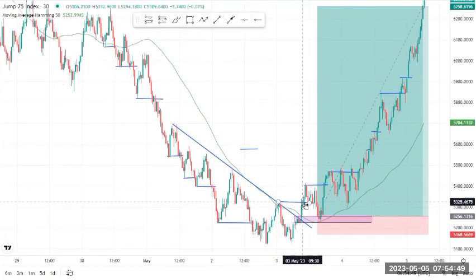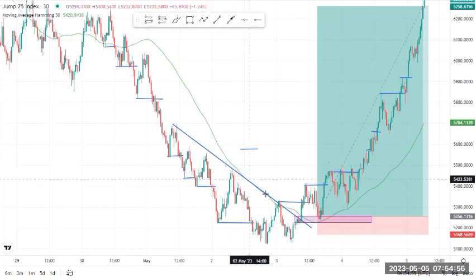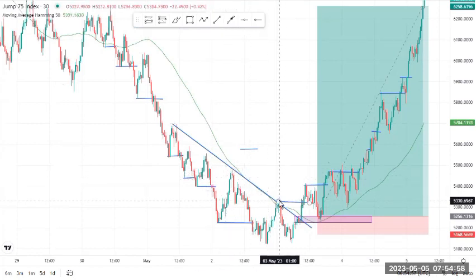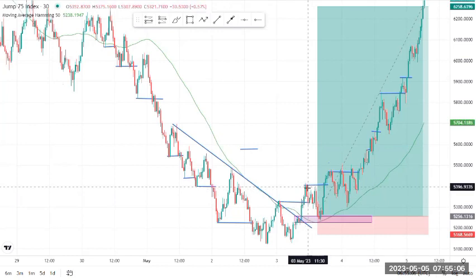Whenever it takes out the high here like this, that is a change of character. Remember, at this point it never took out the highs, but at this point here it took out the high, so we call it change of character. This is it. And then whenever you see the change of character, you want to wait for retracement.